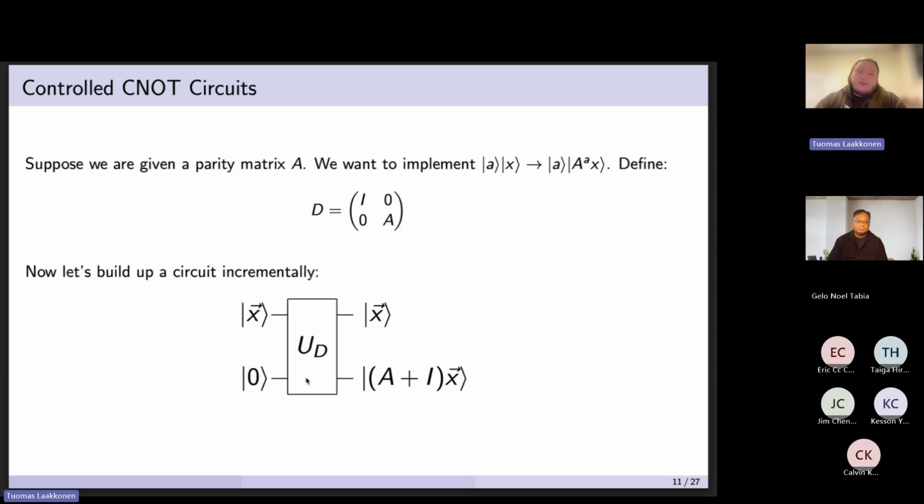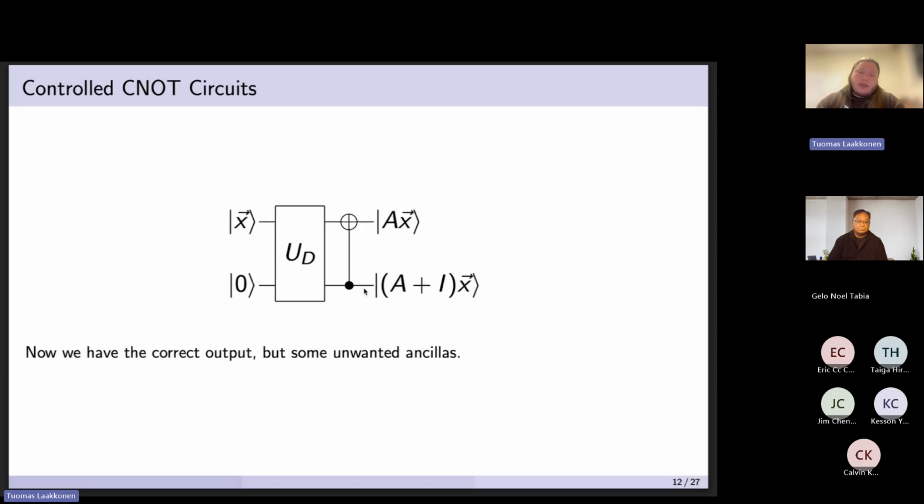And so once we've done this, we can then apply another CNOT gate from all of the ancillas onto all of the inputs. And this has the effect of adding these two things together. So I'll add A plus I times X to X, and I'll get just AX on the target register, and I'll get this A plus I times X on the ancillas. And so now if we were just trying to implement UA, which we could have done another way, but let's pretend we couldn't, then we've got the correct output here, right? We've got AX, but we have some unwanted ancillas, A plus I times X.